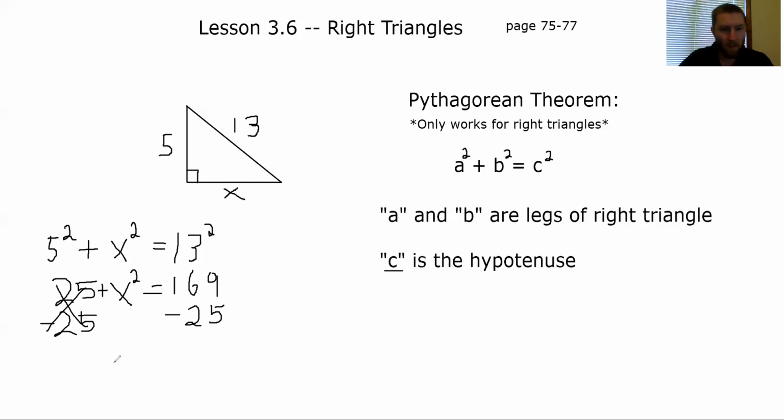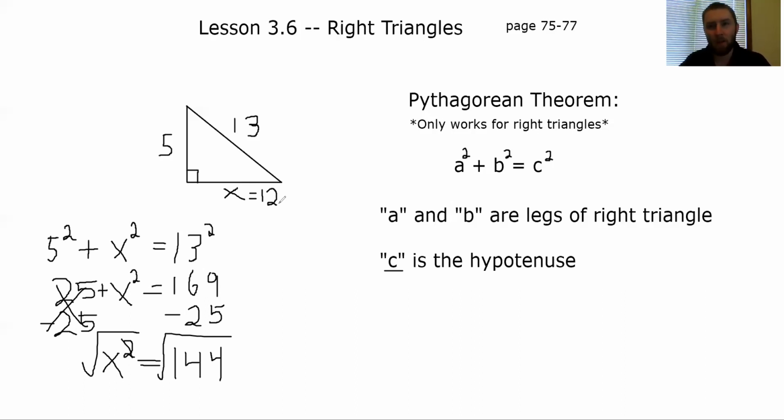That 25 is gone. x squared is equal to 169 minus 25, which leaves me 144. If I were to unsquare it then, the square root of 144 will give me the x value. That'll cancel out the squared. So x in this case is going to equal 12. So I can find a leg of the triangle as well by just doing a little bit more algebra work, doing a subtraction instead of an addition when I work through my Pythagorean theorem.